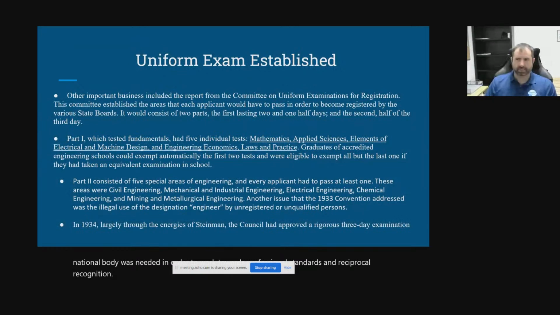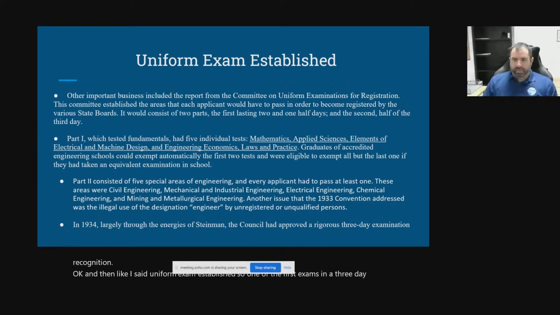Okay, and then like I said, the uniform exam established. So one of the first exams, you're looking at a 3-day exam. Quite lengthy. So yeah, I wouldn't have made it through that one, I can tell you that. But yeah, so originally 2.5 days.